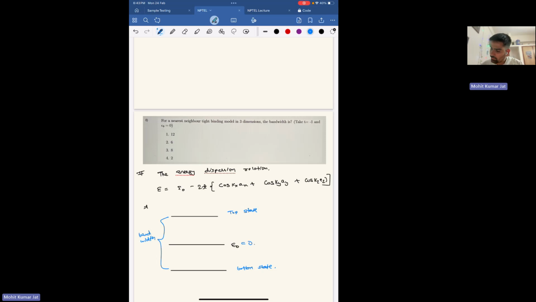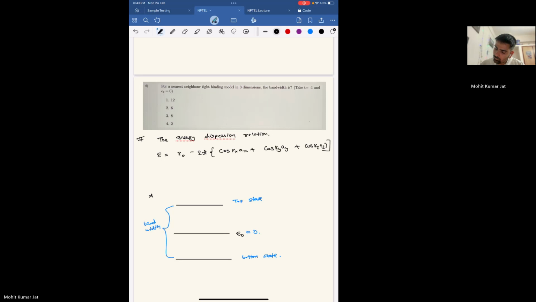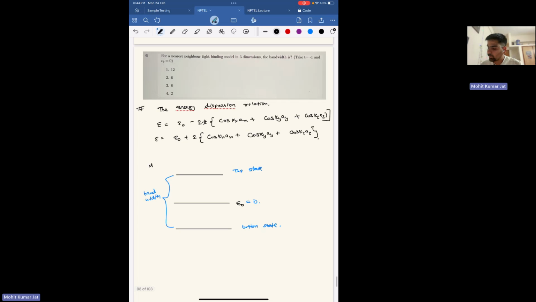Here E naught is 0. That's given in the problem. And t is equal to minus 1. So if t is equal to minus 1, let's just substitute. E is equal to E naught plus 2 times cos kx ax plus cos ky ay plus cos kz az. Right? So this is in the bottom state.